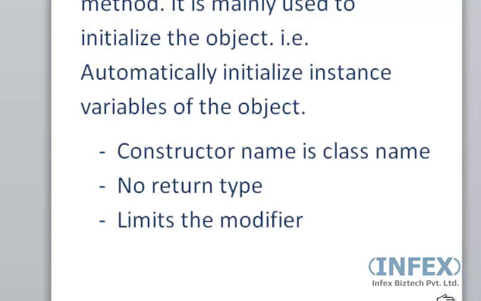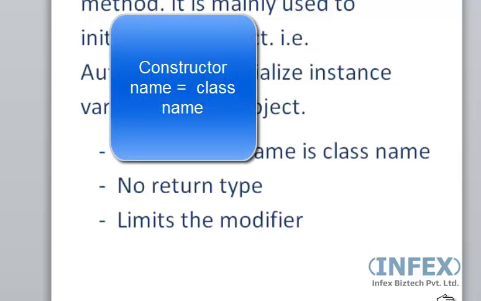There are some important points of the constructor. The constructor name must be the same as the class name. There is no return type in a constructor. A constructor cannot have other modifiers.